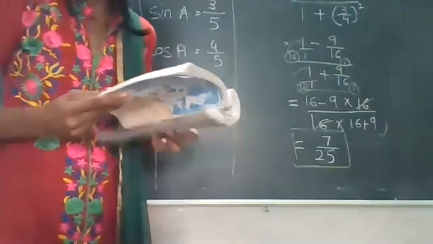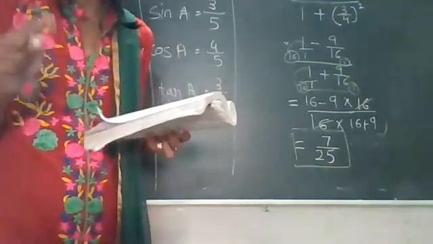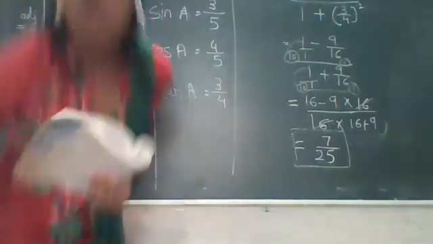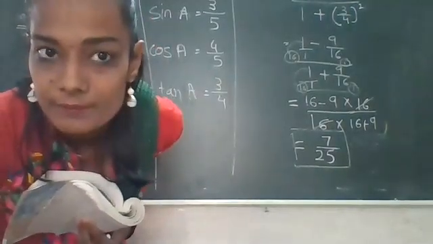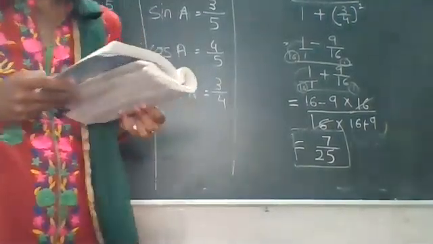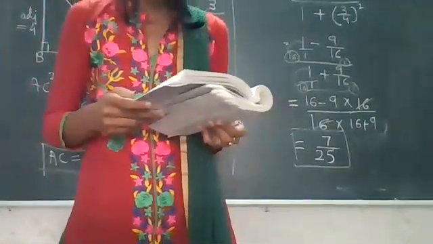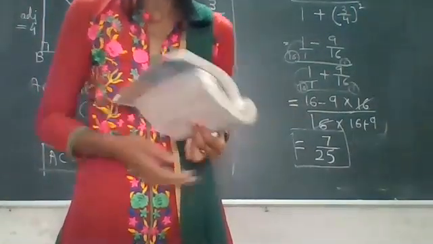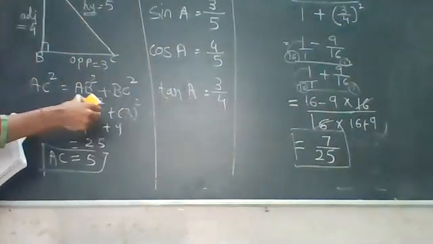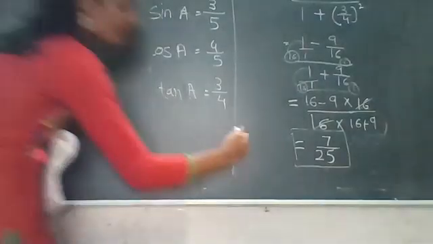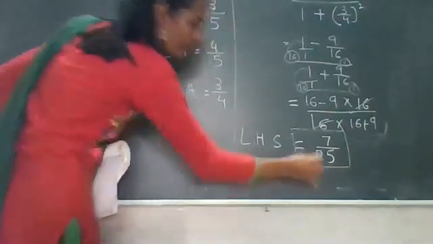Now we have to find out the value of cos square A minus sin square A. So I am erasing this part. Is it okay to everyone? Okay. So that will become your RHS. Your LHS is equal to 7 upon 25.